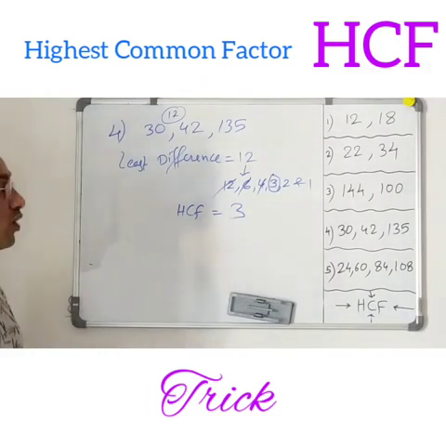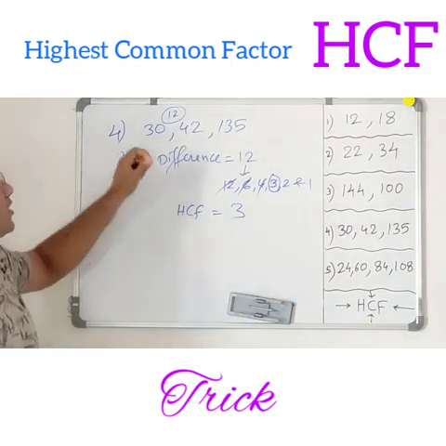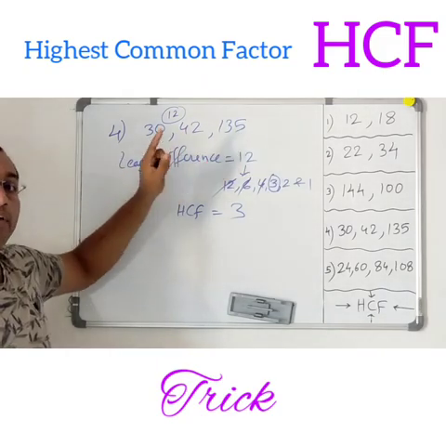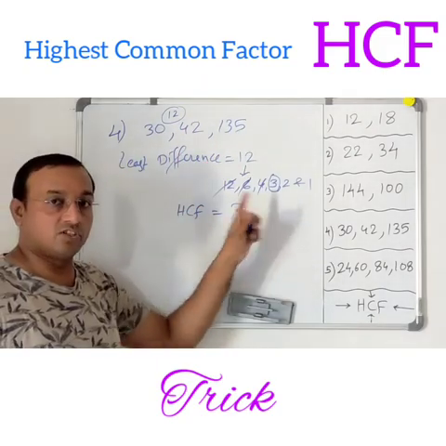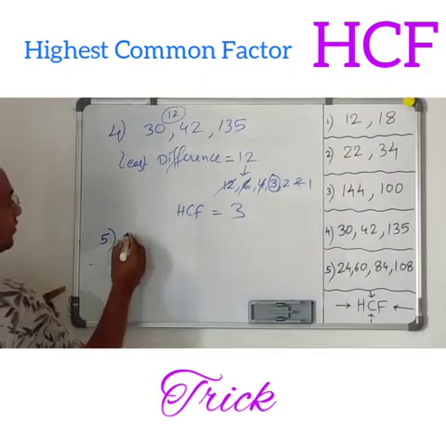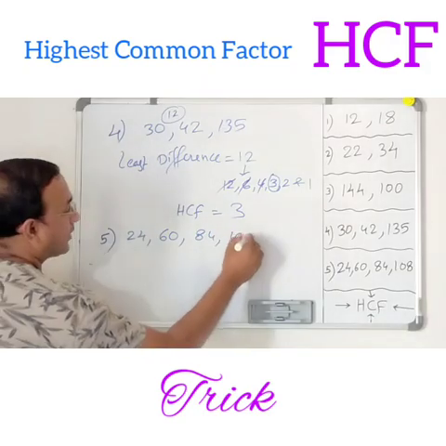Okay friends, so what to do when 3 numbers are given? We must take the least difference and check whether that divides these 3 numbers or not. If it divides, okay, that is the HCF. If it doesn't divide, take the factors and check, friends, in this way. Next, let us take 4 numbers and check. What is that, friends? 24, 60, 84 and 108.